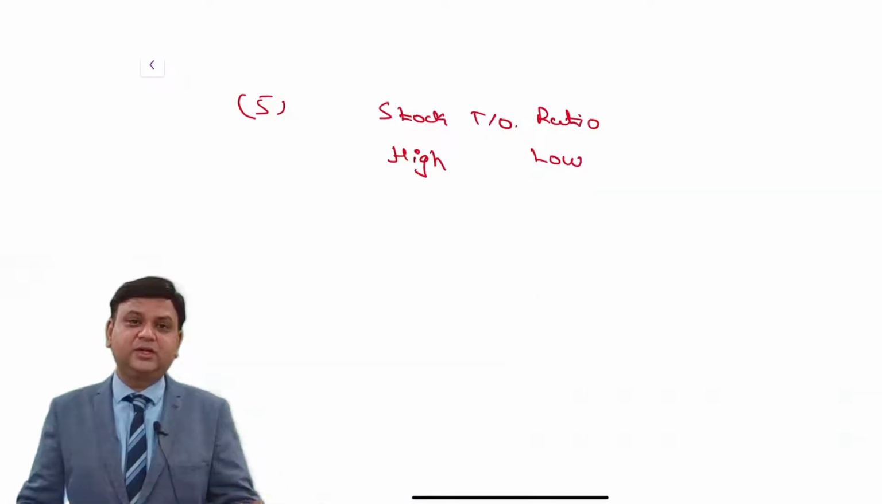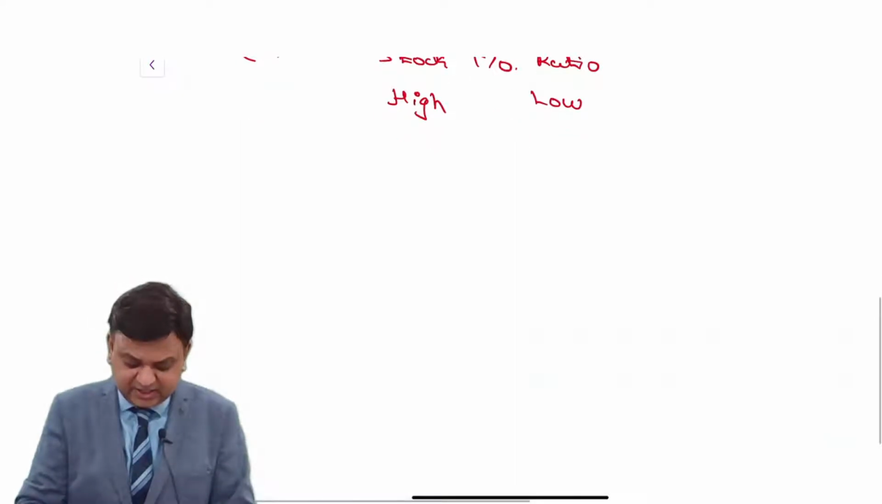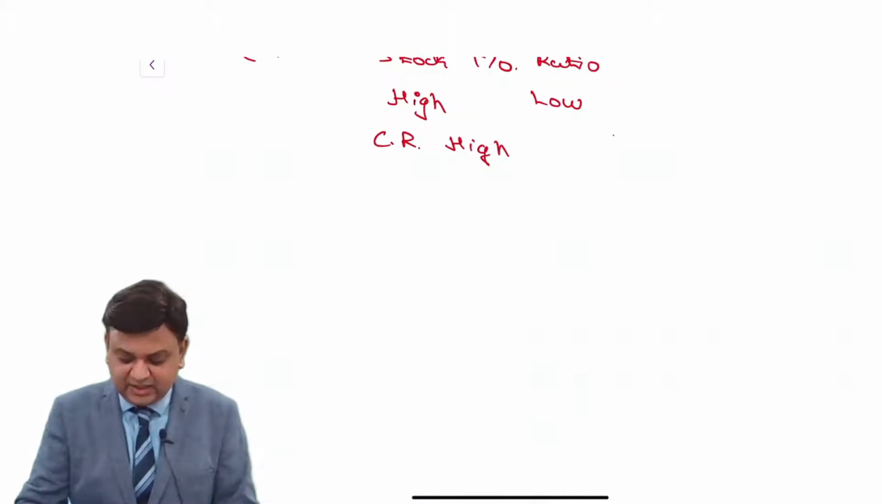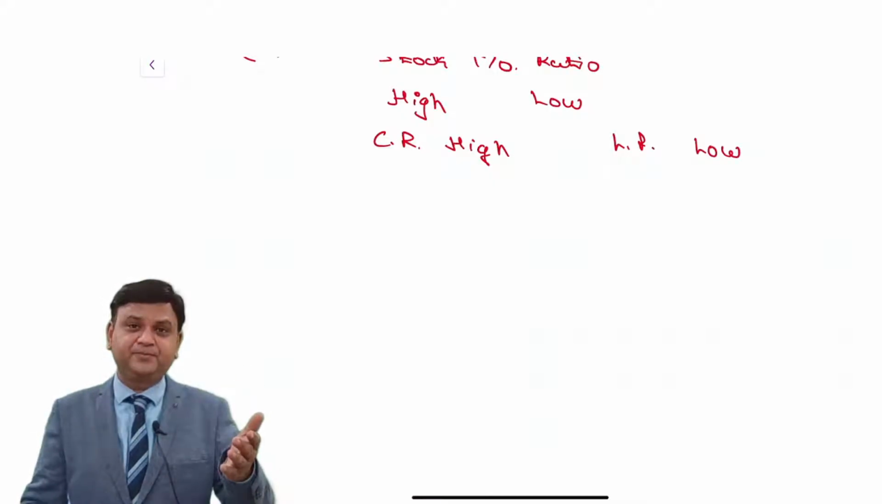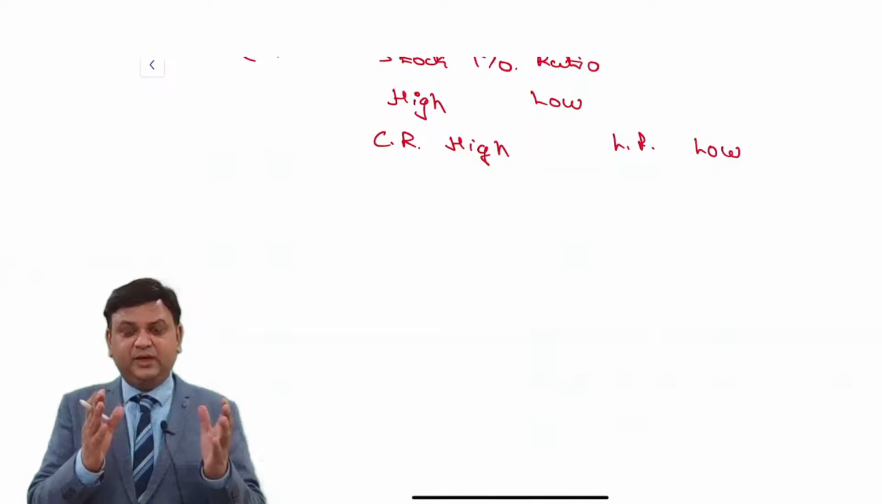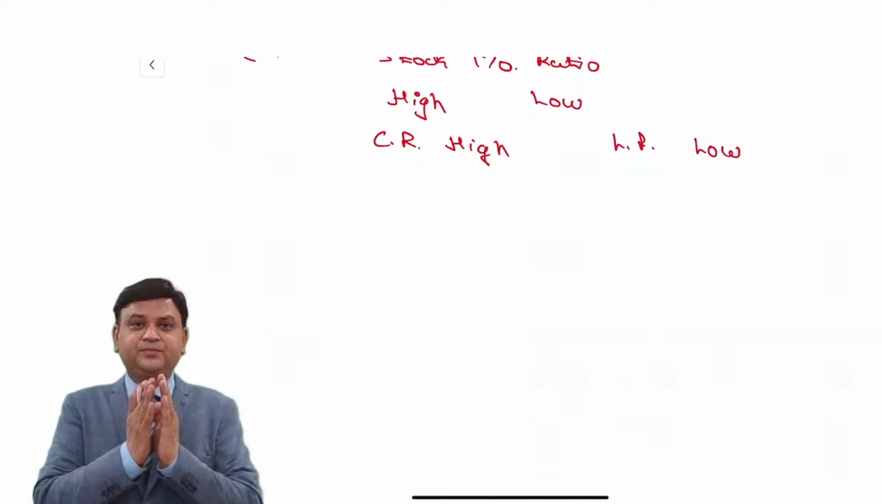When we are looking at the liquidity ratio, say the current ratio is high and the liquid ratio is low, then it is indicating that the stock level is high. Like that, you are required to take into account all these ratios together.